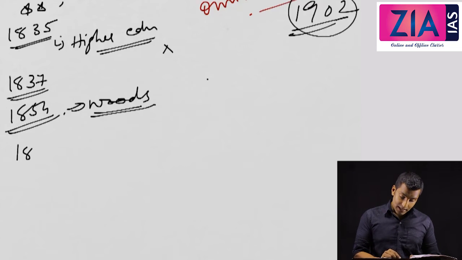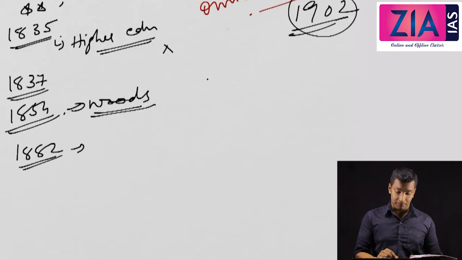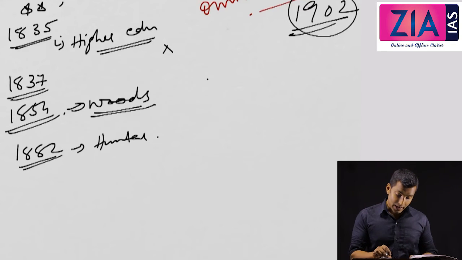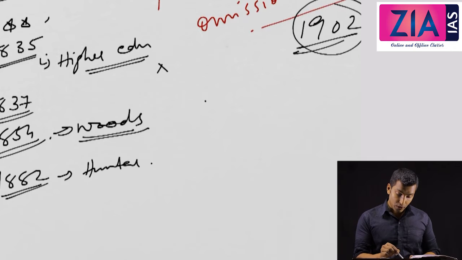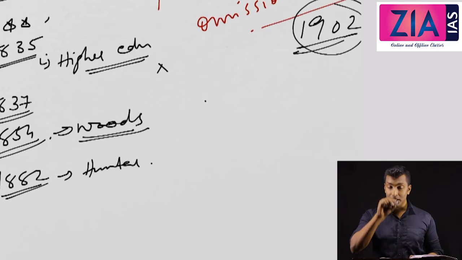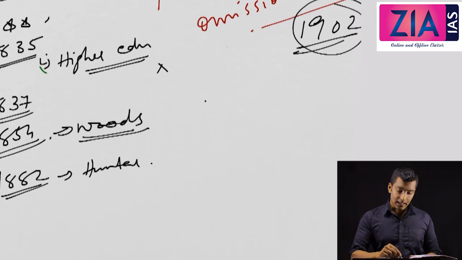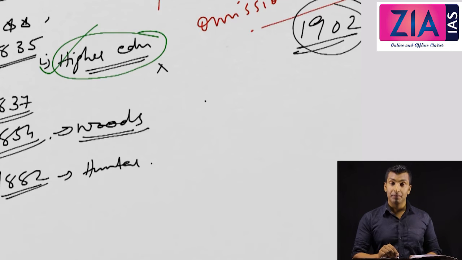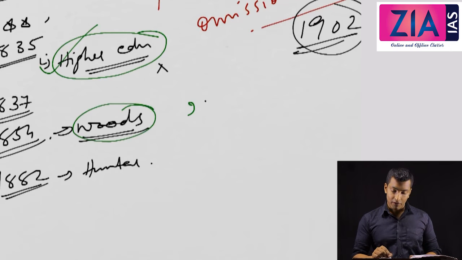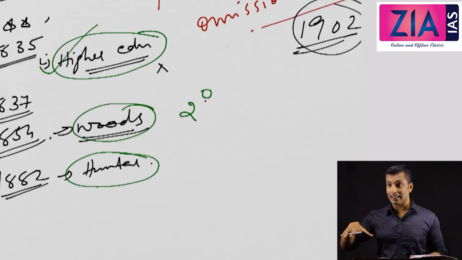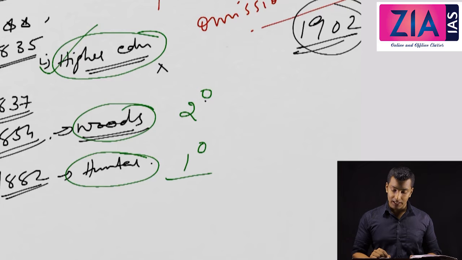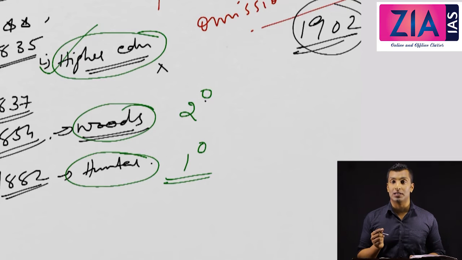And after that we have seen in 1882 the Hunter Commission, right? Now when you discuss 1835, 1854 and 1882, the most important point is that in 1835 they gave importance to higher education. When it comes to Wood's Dispatch, they gave importance to secondary education. And the problem of giving education at the primary level was solved in the Hunter Commission. They gave importance to primary education.